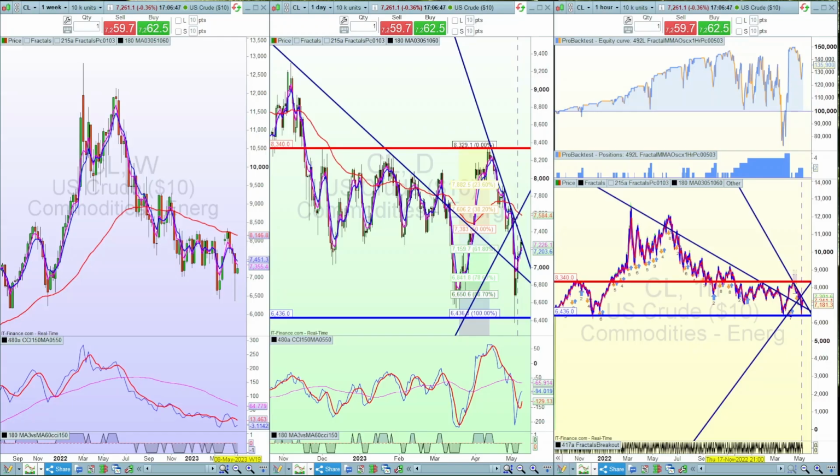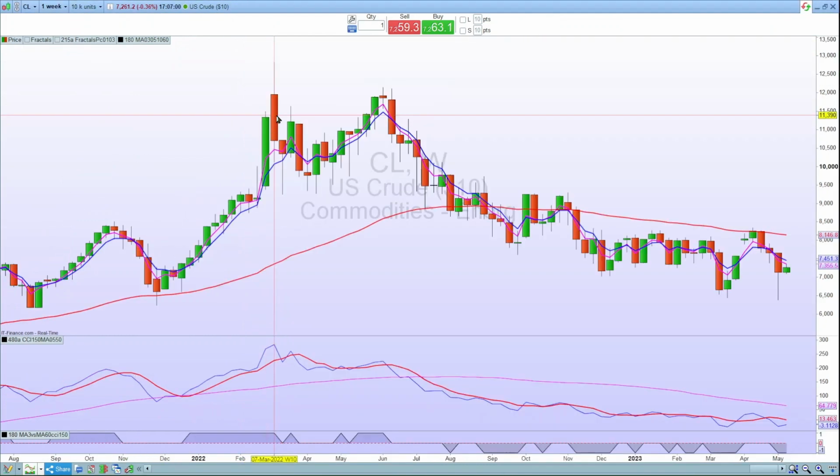Today is May the 9th, 2023. This is the US crude oil price update. On our trend indicator, the weekly and the daily, you can see there we've got a bearish signal on the weekly and a neutral signal on the daily. So let's drill down in more detail.